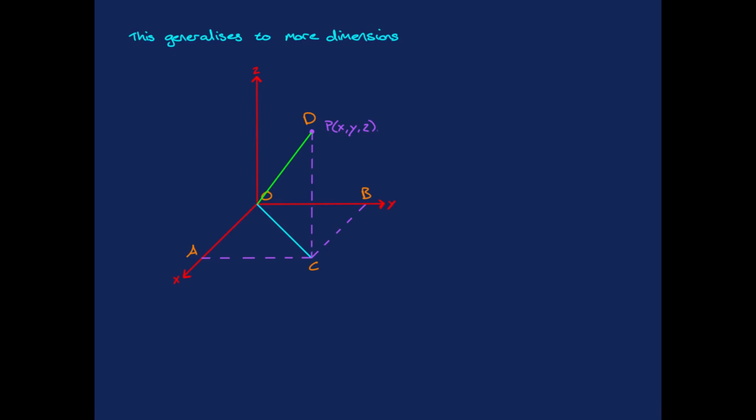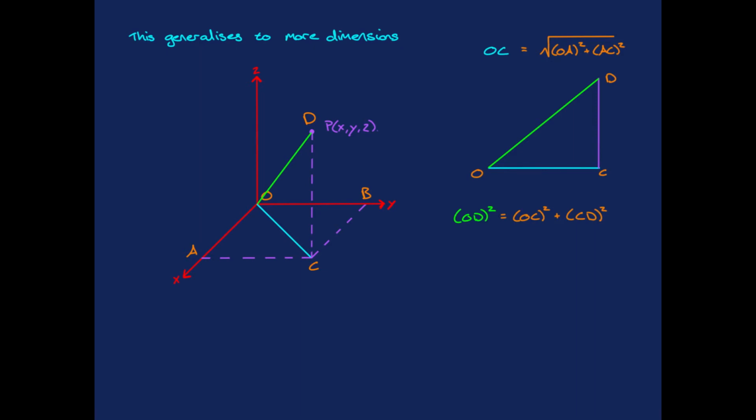Bringing back the previous result, the value for OC, and constructing a new triangle OCD, we get OD squared equals OC squared plus CD squared. Now substituting in our value for OC, we get OD squared is equal to the square of this square root plus the square of CD. Now the square and the square root simply cancel out, which gives us OD squared is equal to OA squared plus AC squared plus CD squared.